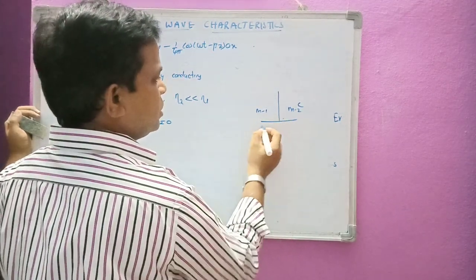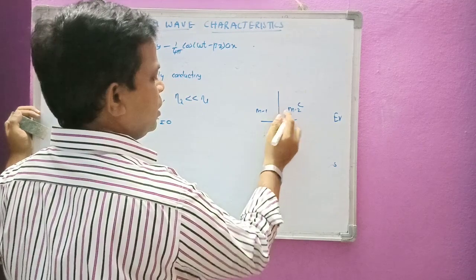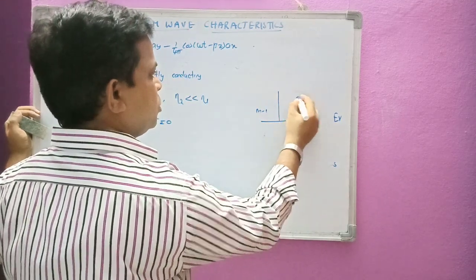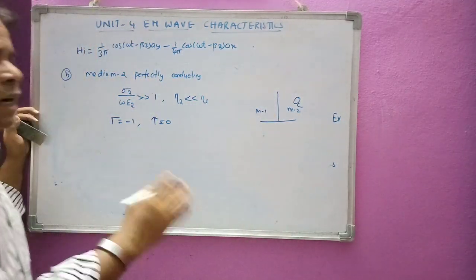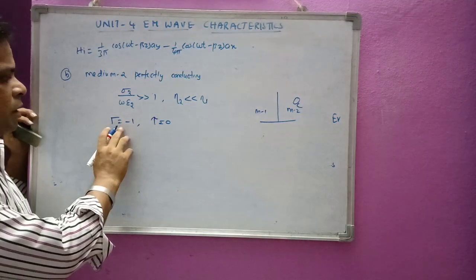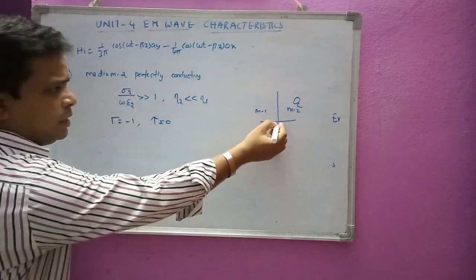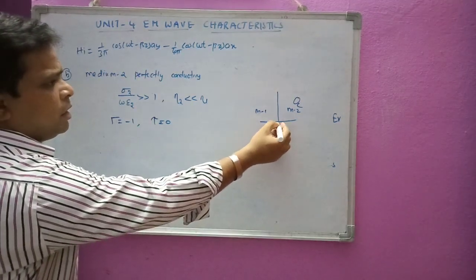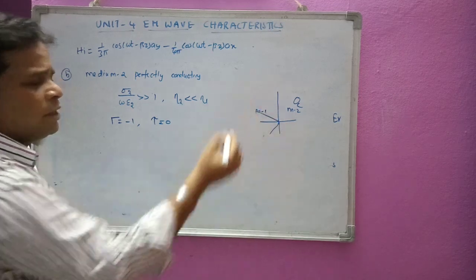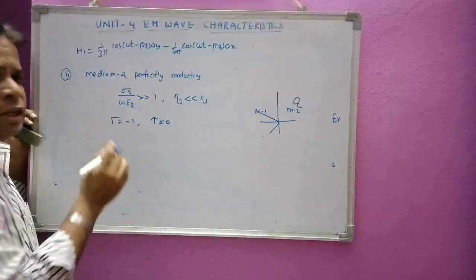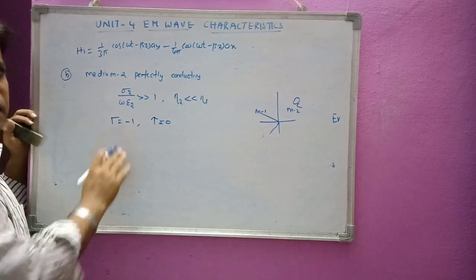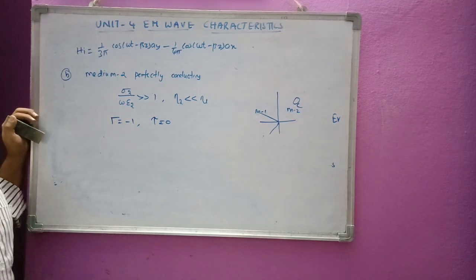If the wave is incident on the conductor, the electric field entering the medium will be 0. We don't have any field because it is a conductor. Whatever wave is incident is reflected back. That's why gamma is -1. We have already done the calculation for gamma for a wave that is reflected back, and it is -1.